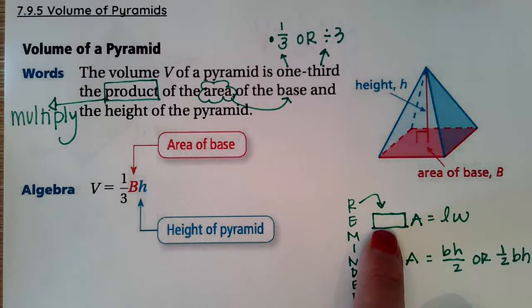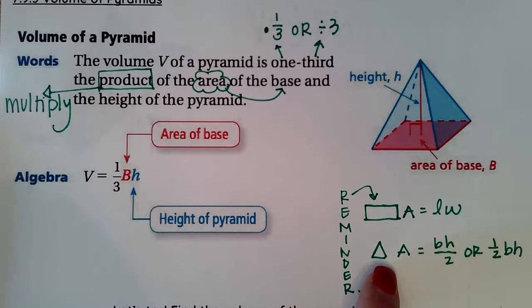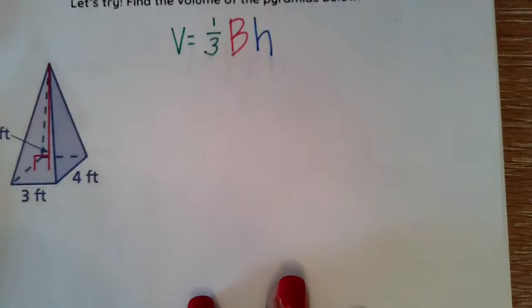If it's a rectangle, I can use area equals length times width. If it's a triangle, I can use the formula area equals base times height divided by 2, or 1/2 base times height. So we do need to recognize right away what type of pyramid it is. In other instances, we will be given the area of our base and we won't need to find it. But if we do need to find it, we need to recognize what type of pyramid we're working with. So let's go ahead and give it a try.